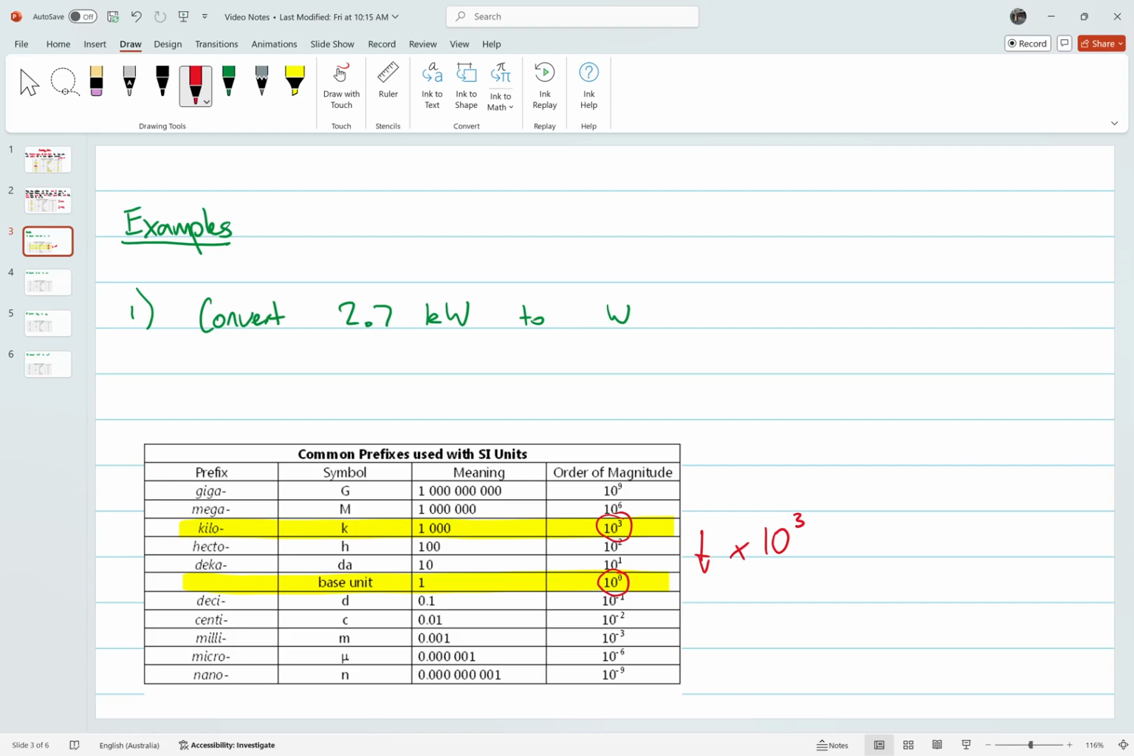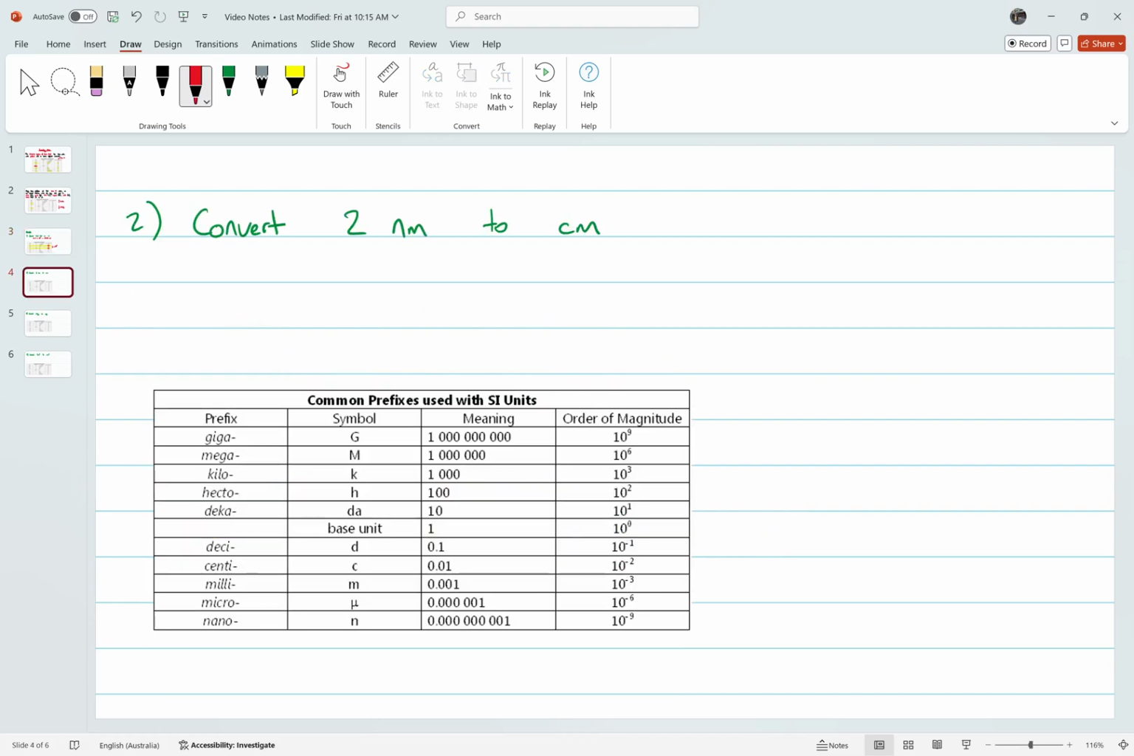So the way that I'm going to find this now is I'm just simply going to do 2.7 times 10 to the power of 3. And if you've done the video on scientific notation, you'll see, oh, this looks like scientific notation. But 2.7 times 10 to the power of 3 gives me 2,700 watts. And like I said, you might know kilo just means 1,000, so 2.7 times 1,000 is 2,700.